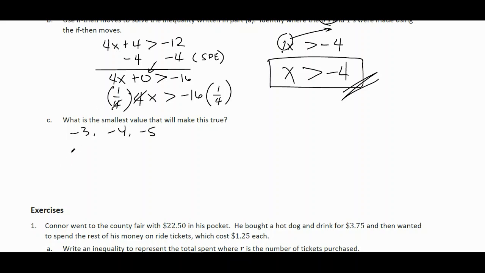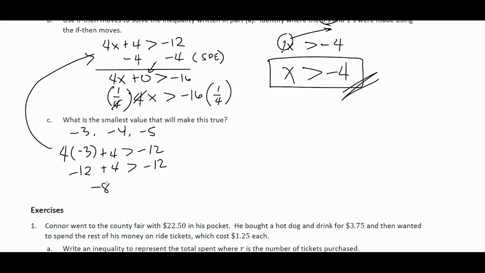So let's do this. So we got 4 times a negative 3 plus 4 is greater than negative 12. You might ask me, where did I get those numbers? Look at the original inequality. So we're going to have negative 12 plus 4 is greater than negative 12. Negative 12 plus 4 is a negative 8. Is negative 8 greater than negative 12? Yes.